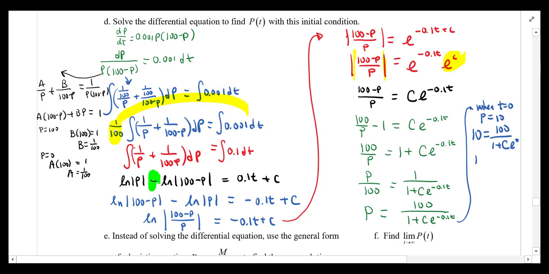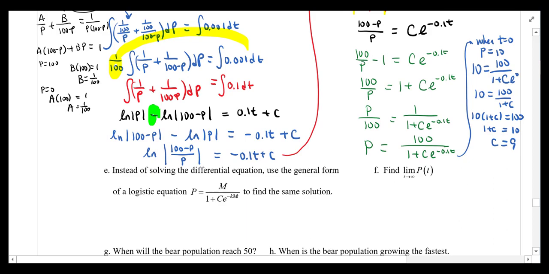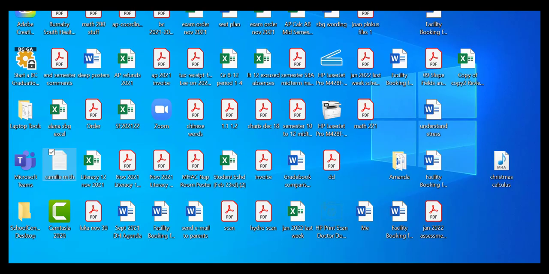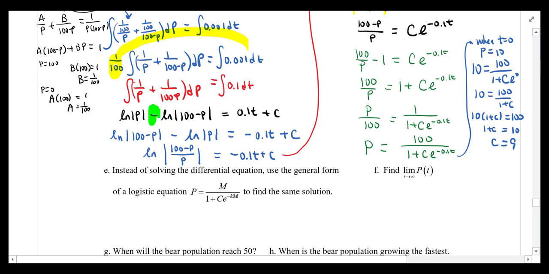So this is what: 10 equals 100 over 1 plus c. We'll cross multiply. 10 bracket 1 plus c equals 100. 1 plus c equals actually 10. So c equals 9. Yeah. Woo. All that work to get p equals 100 all over 1 plus 9 e to the negative 0.1 t. There you go. Whew.